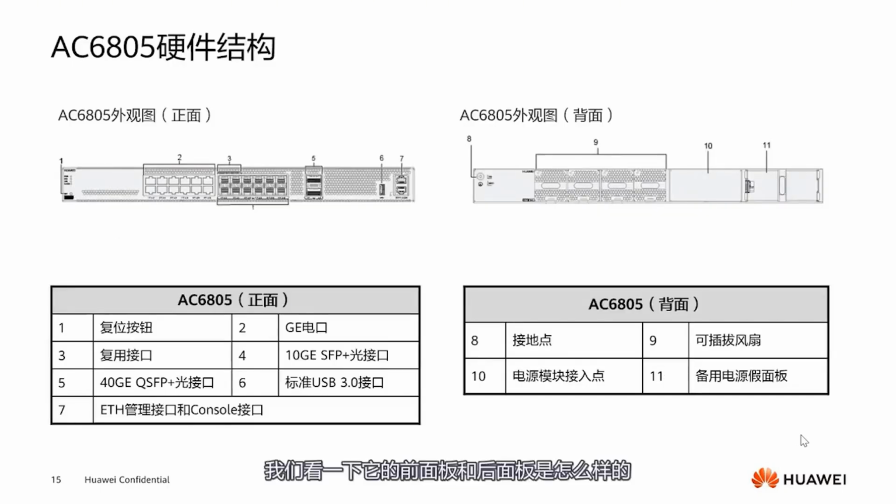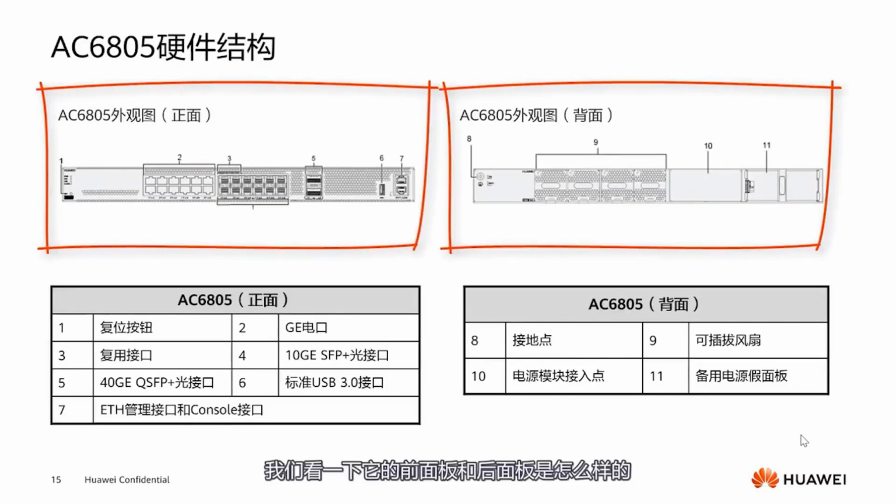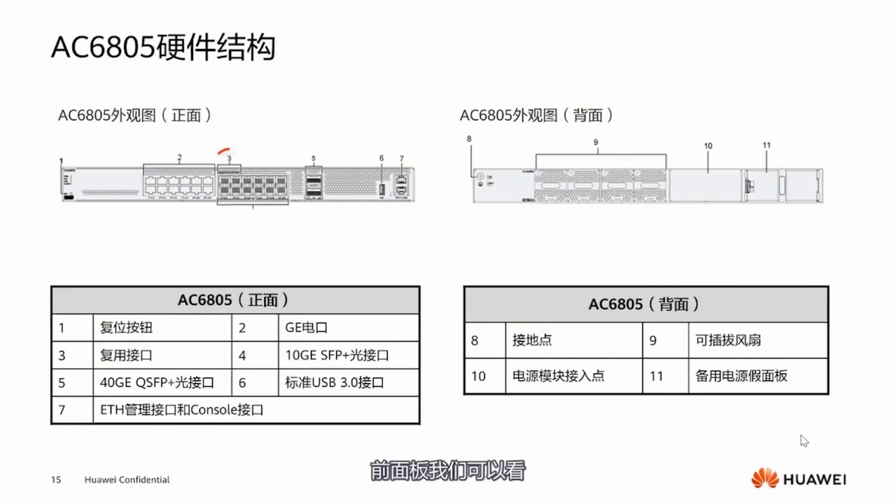Let's take a look at what its front and back panels are like. On the front panel, we can see the multi-purpose interface at position 3. These 4 ports are mutually exclusive with the 2 40GE ports. If you use this, you cannot use the front ones. If you use the front ones, you can't use the back ones. There is also a reset button to reset our configurations. 7 is for management and console ports.